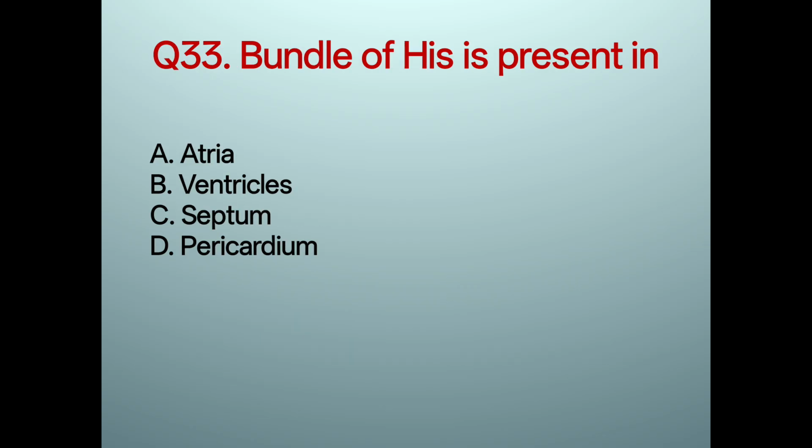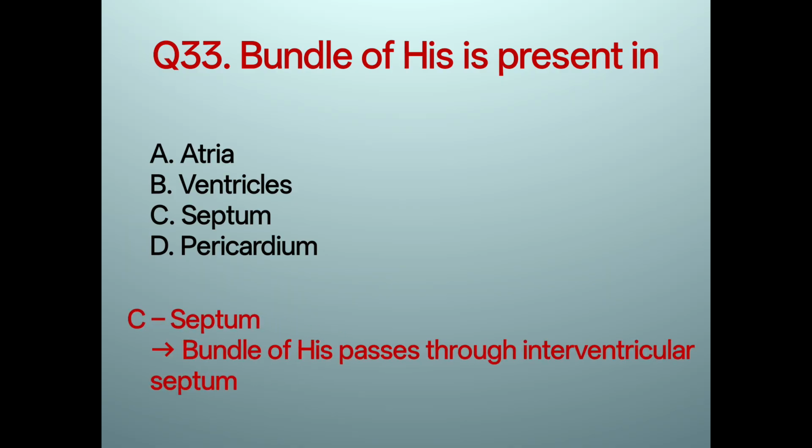33rd. Bundle of His is present in atria, ventricles, septum, and pericardium. The correct answer is septum. Bundle of His passes through interventricular septum.